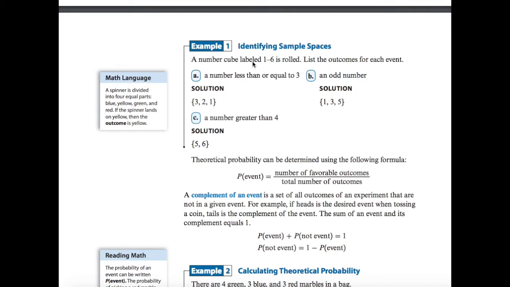B, using that same numbered cube or die, what's the likelihood of getting an odd number? Your sample space would be 1, 3, or 5 because those are the only odd numbers. Letter C, a number greater than 4, obviously you have 5 or 6. This one says less than or equal to, so 3 is included. When it says greater than, obviously it's not included because 5 and 6 would be greater than, 4 would be equal to in that case.